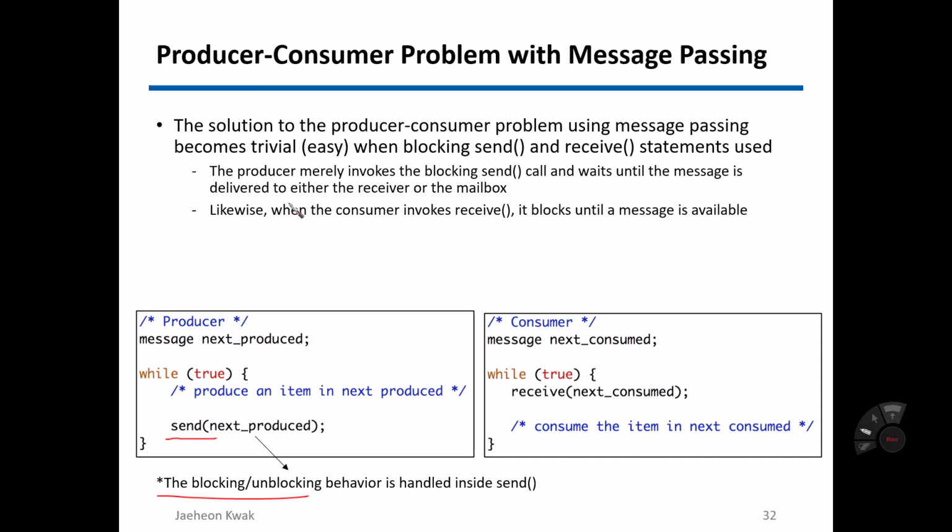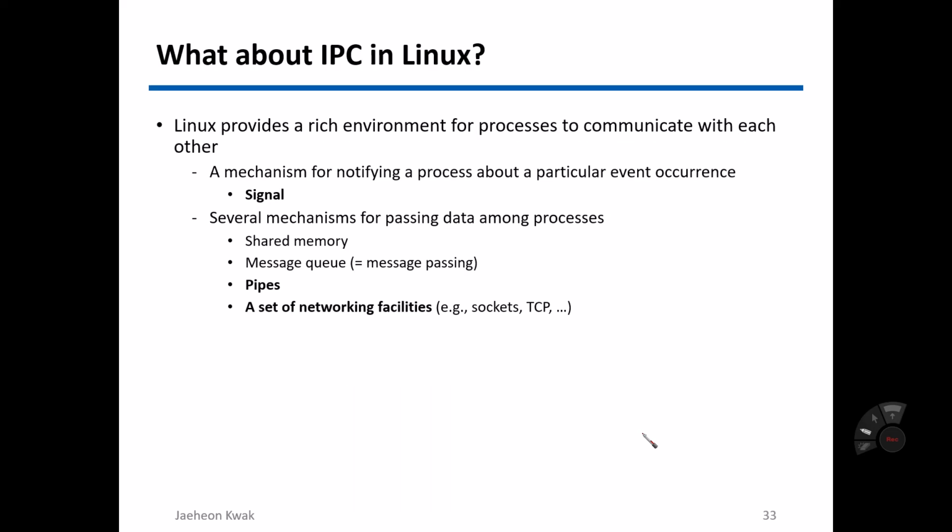So this producer and consumer problem becomes very easy. We can simply call the send and receive functions. Yeah, so that's all for message passing.